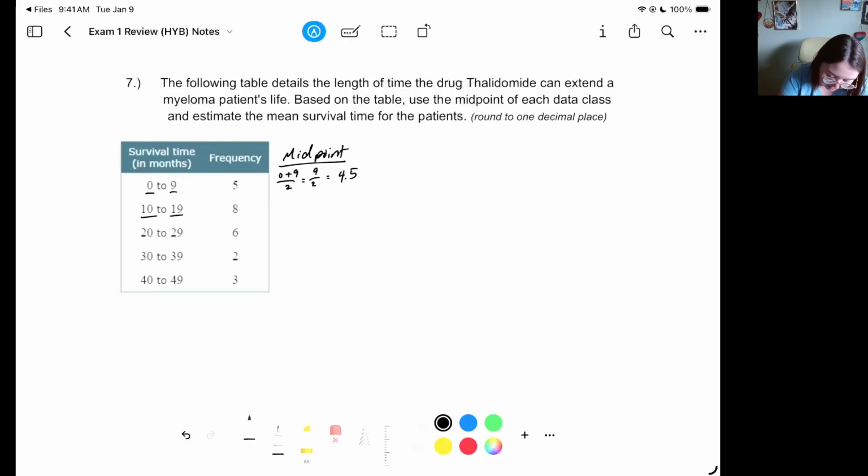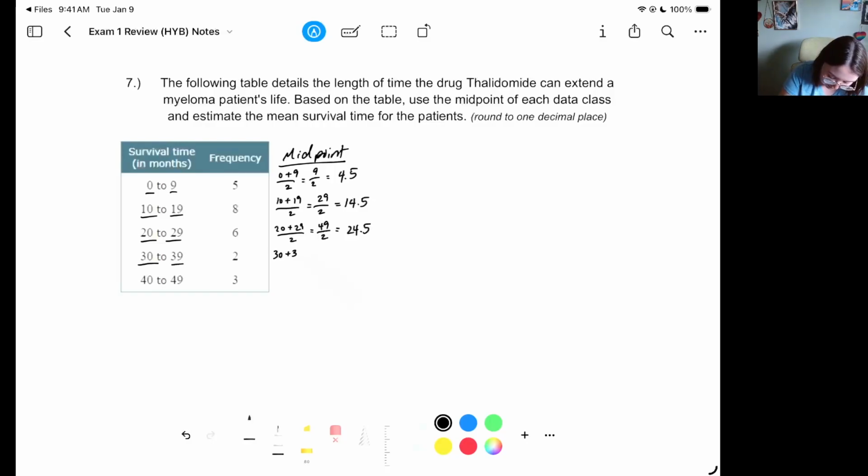Then for that second one, 10 plus 19 divided by 2. That's 29 divided by 2. And then we can find that decimal as well. That's going to be 14.5. Same thing, 20 plus 29 divided by 2. That's 49 divided by 2. That's 24.5. Now you may notice the pattern by this point, and you could probably fill out the next 2 if you'd like. We're still going to do them together.